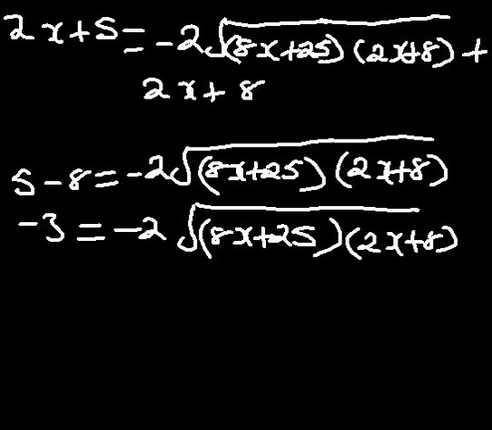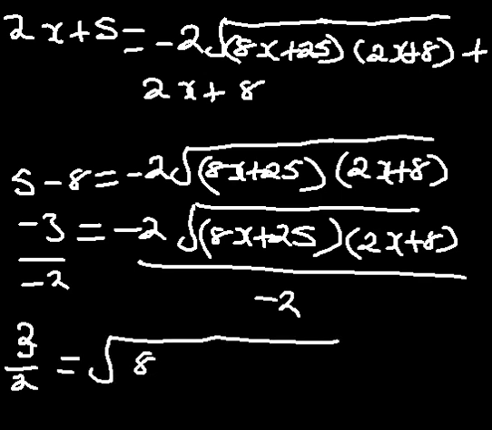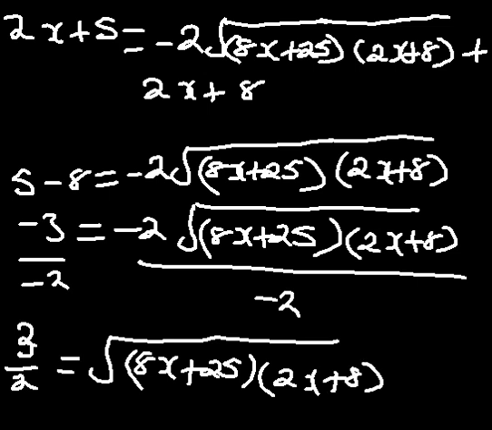Then we'll have to divide both sides by negative 2. So we have negative 2 and also negative 2 here, which means we'll have 3 over 2 is equal to the square root of 8x plus 25, then times 2x plus 8. Then I'll have to square both sides. That will be given as that. Then I will have it as this.